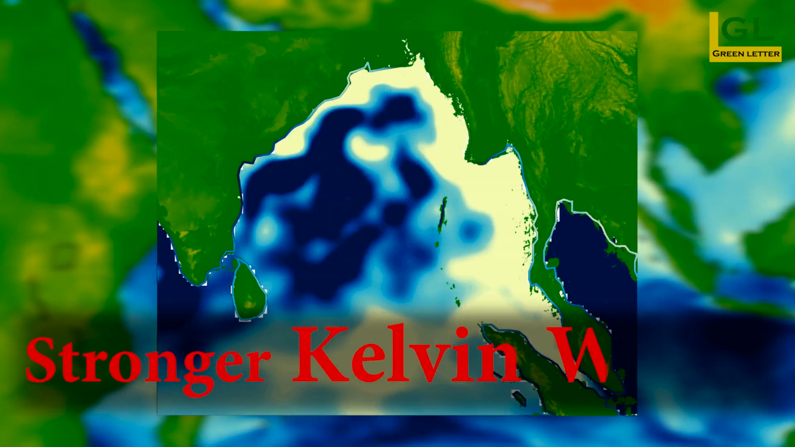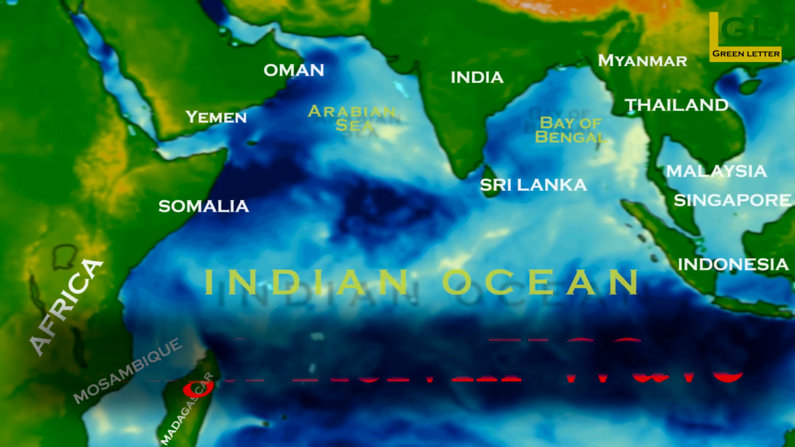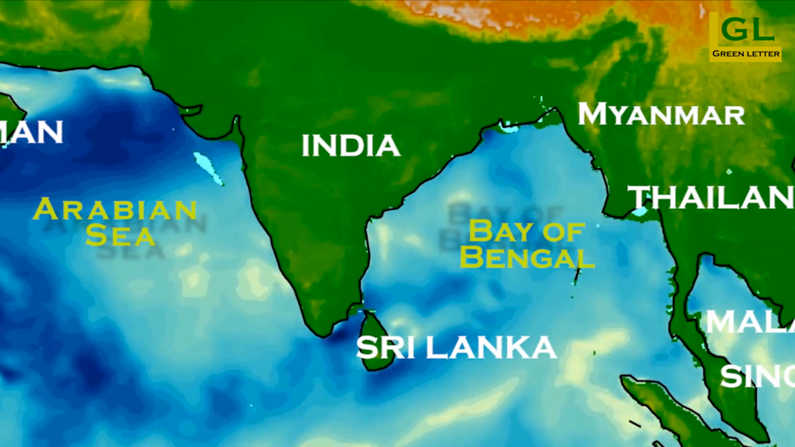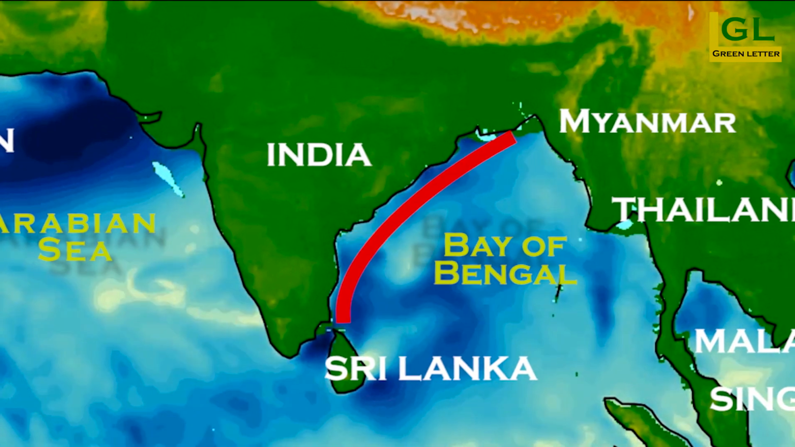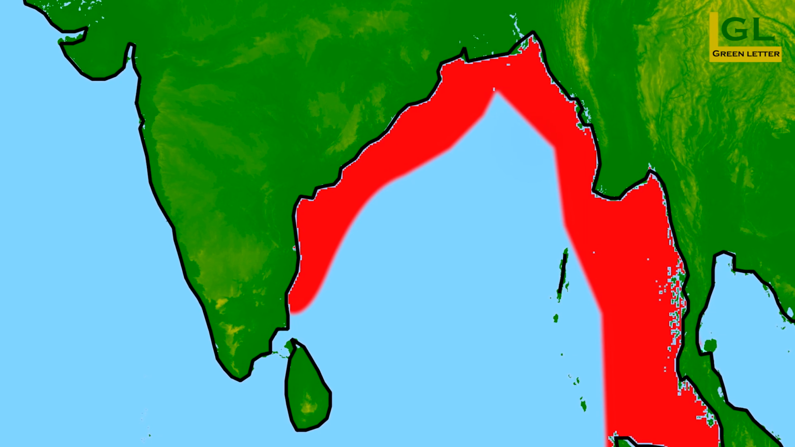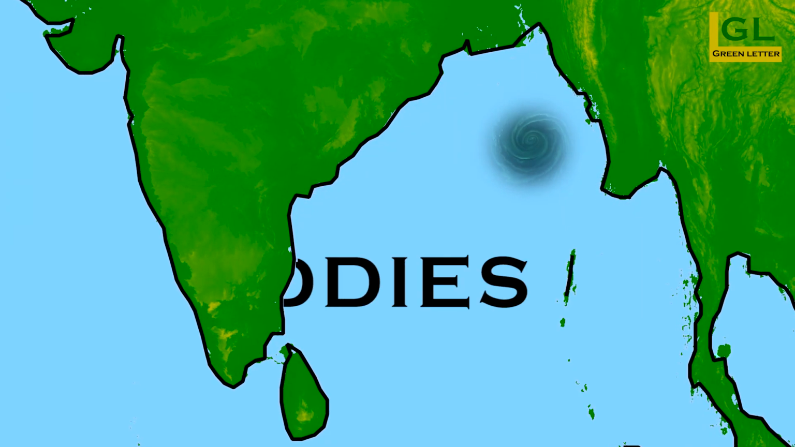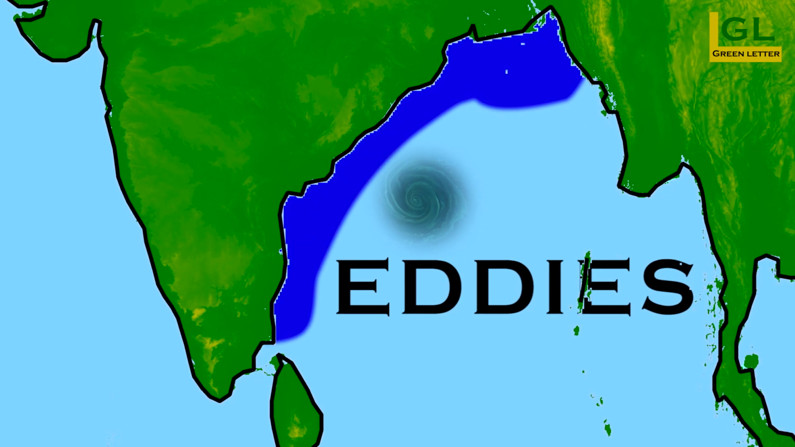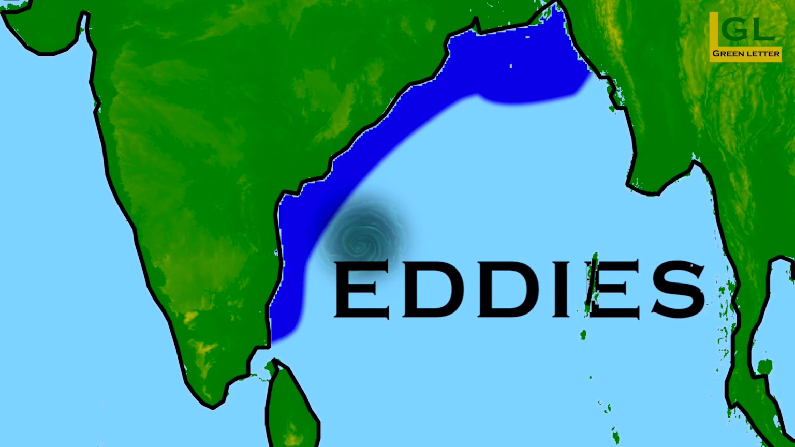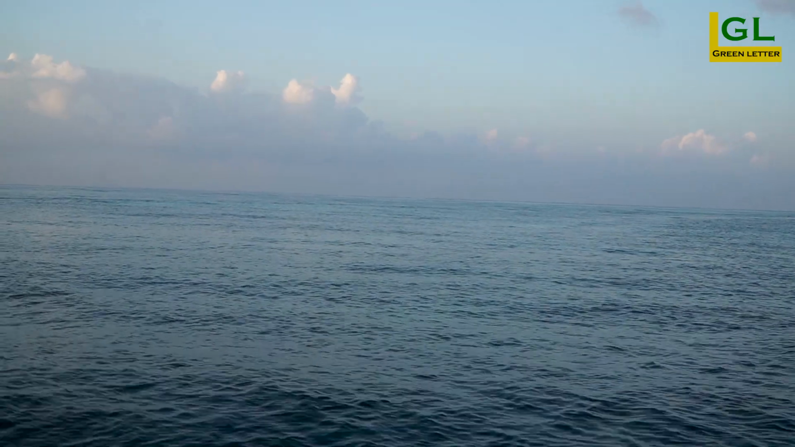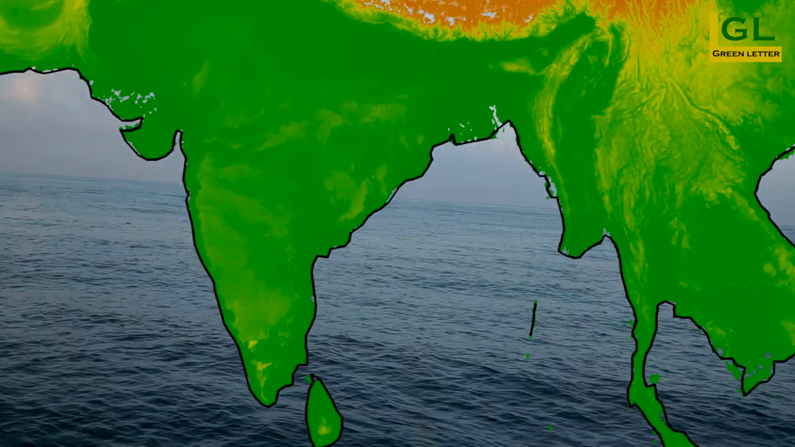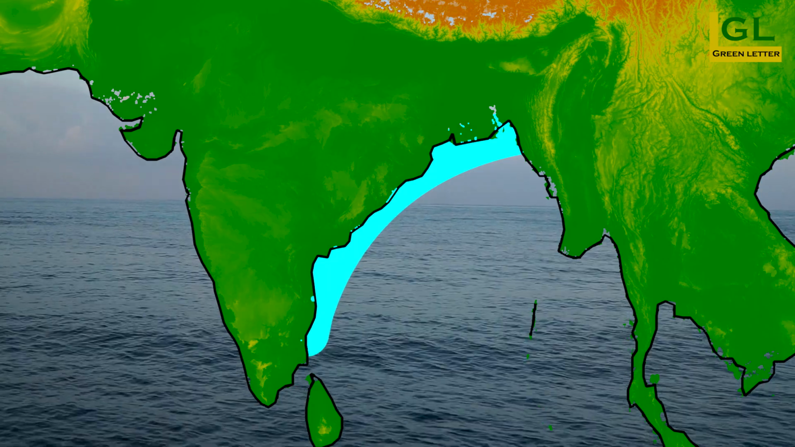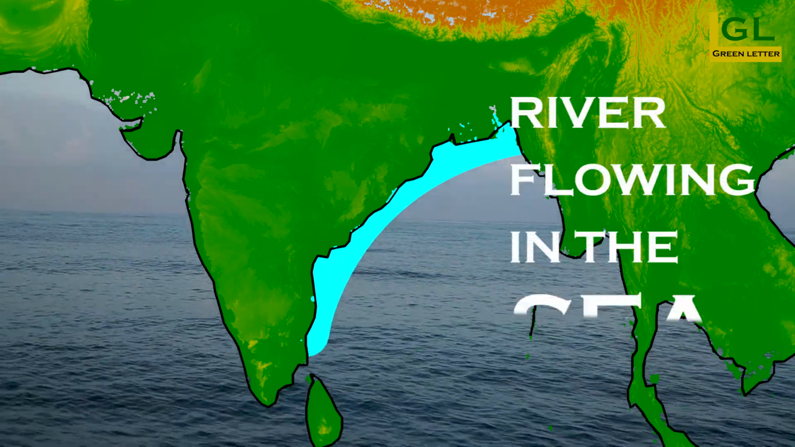If there is a stronger Kelvin wave, there will be a stronger EICC. If EICC is stronger, the low salinity water extends farther south. In addition to Kelvin waves, oceanic eddies also enhance EICC and affect the freshwater propagation to be narrow or broad. So, this is the relatively low saline water propagation along the east coast of India, which looks like a river flowing in the sea.